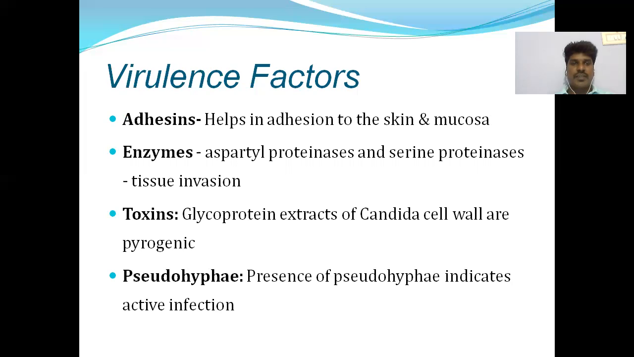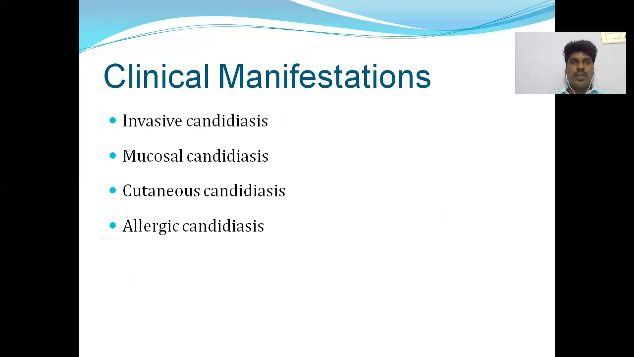The next one is the virulence factors. These are all the virulence factors. Adhesins, which help in adhesion to the skin and the mucosa. Enzymes such as aspartyl proteinases and serine proteinases, which mediate the tissue invasion process. Toxins such as the glycoprotein extract of Candida cell walls are pyrogenic in nature. If the organism produces pseudohyphae, the presence of pseudohyphae indicates that the patient has an active infection. Next one is the clinical manifestations.